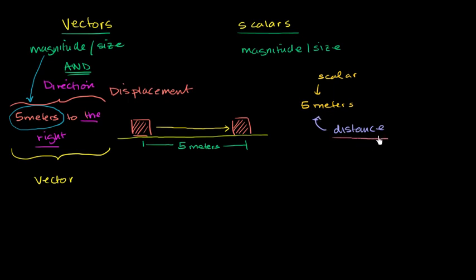Distance is a scalar quantity. I didn't tell you what direction we moved it in. Displacement is a vector quantity. We told you that it is to the right.